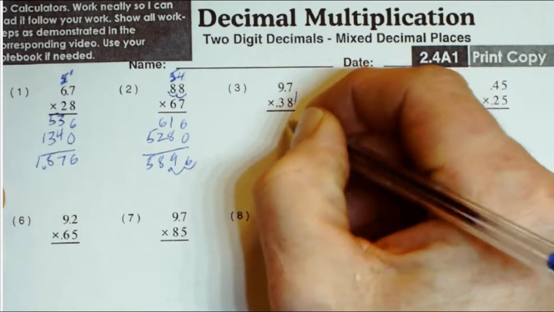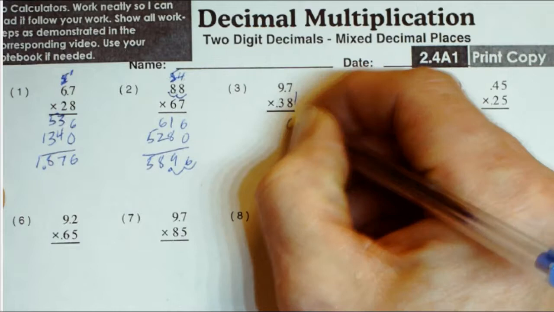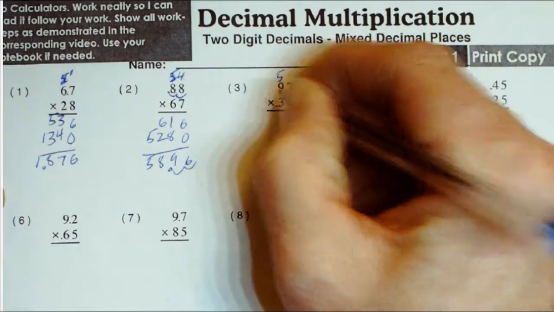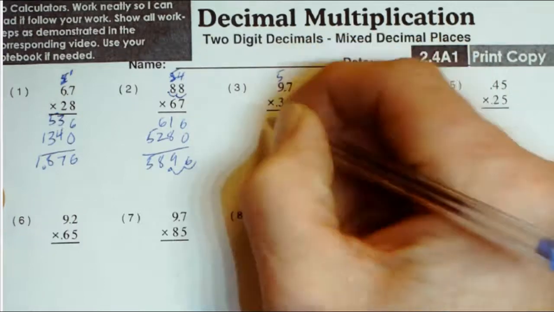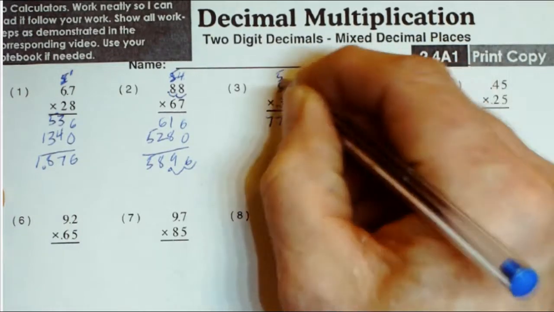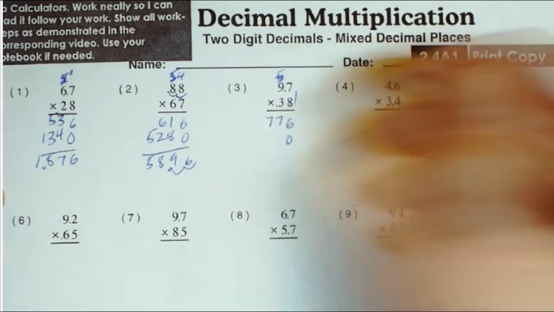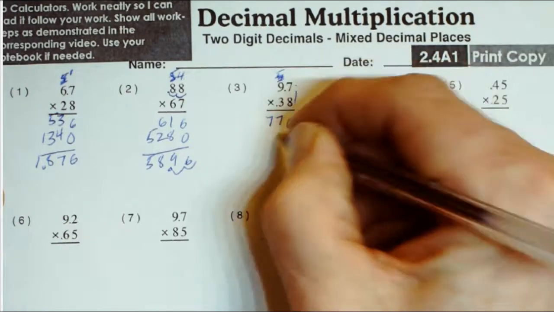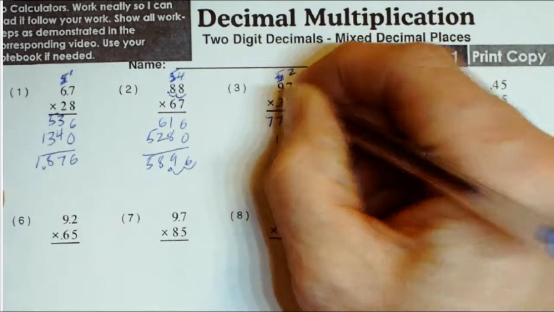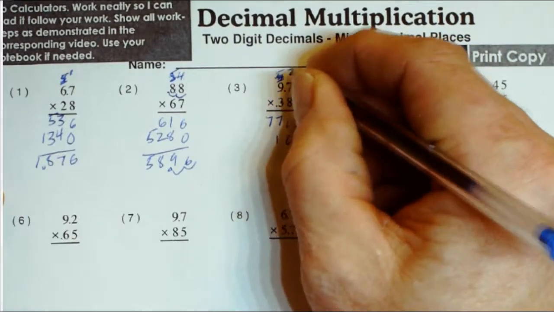7 times 8 is 56 again. Boy, that's a popular fact. 8 times 9 is 72. Plus 5 more makes 77. 0 down before we multiply. Cross off our carries. 3 times 7 is 21. Here's the 1. Here's the 20. 3 times 9 is 27. 28. 29.